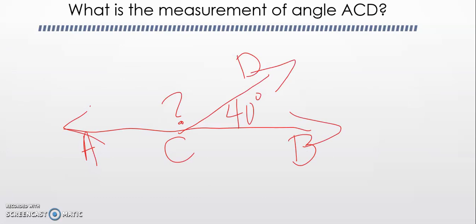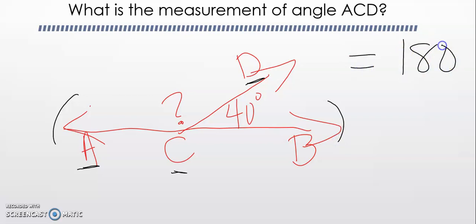What is the measurement of angle ACD? So they're only asking me about A, C, and D. So when I look at this picture though, I know I see a straight line. So all straight lines, I know I'm dealing with a total of 180. So if I know that this measurement and this missing part, they're supposed to add together to equal 180.